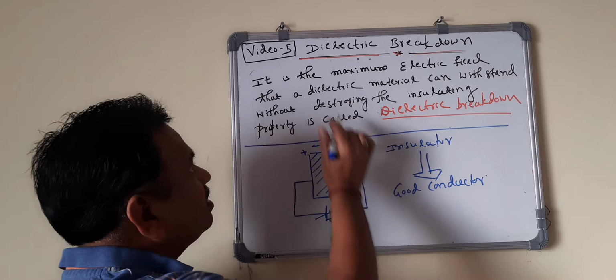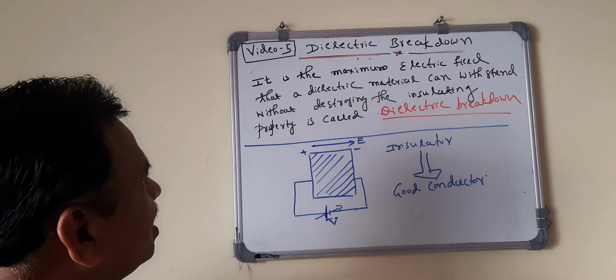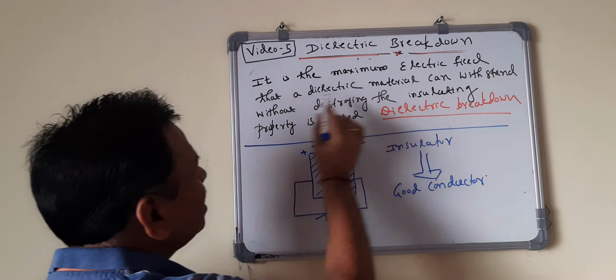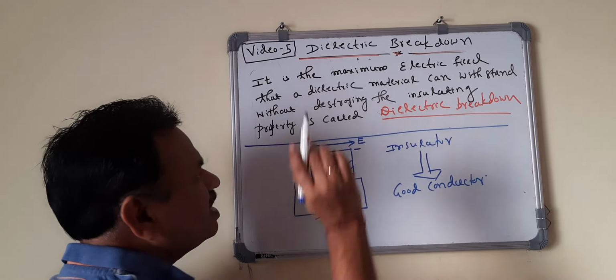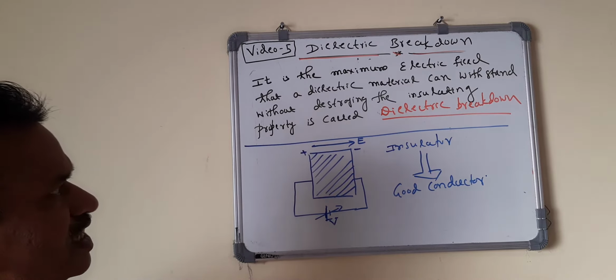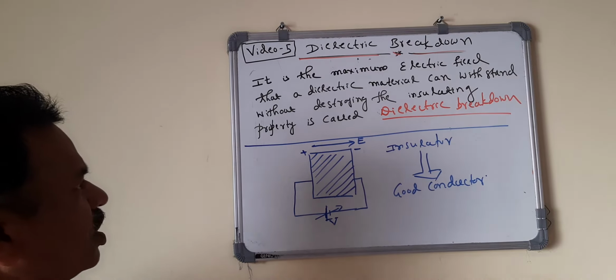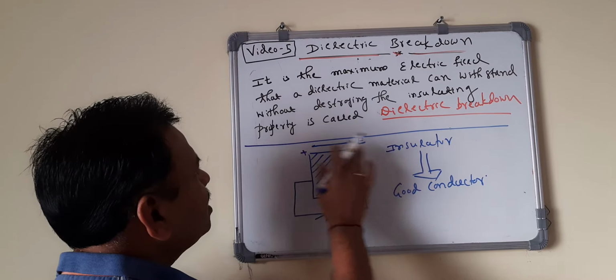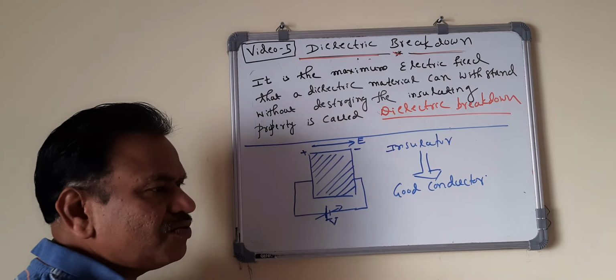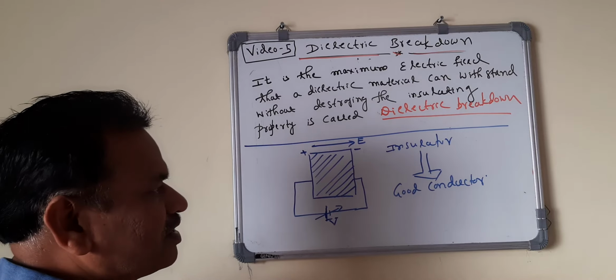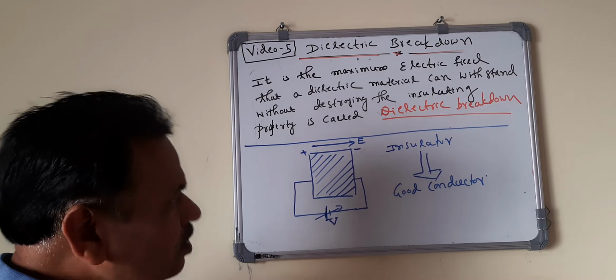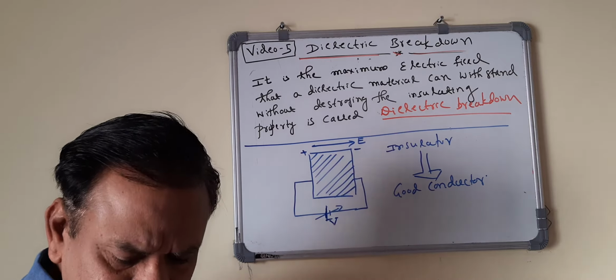Right. Now I will give the definition. It is the maximum electrical field that a dielectric material can withstand without destroying its insulating property, and this is called dielectric breakdown. Or I will define it in another way also.